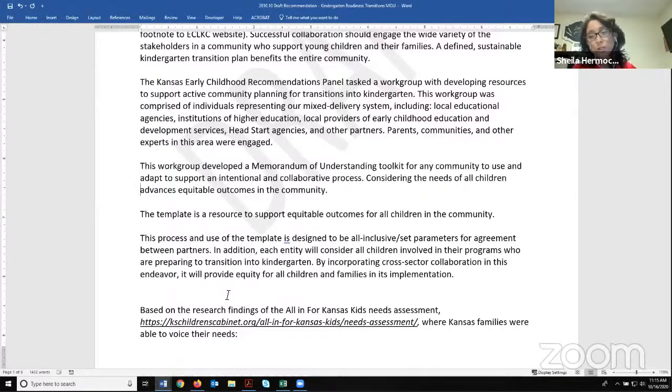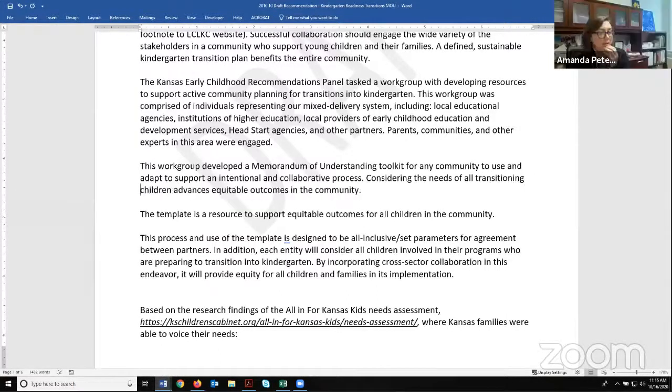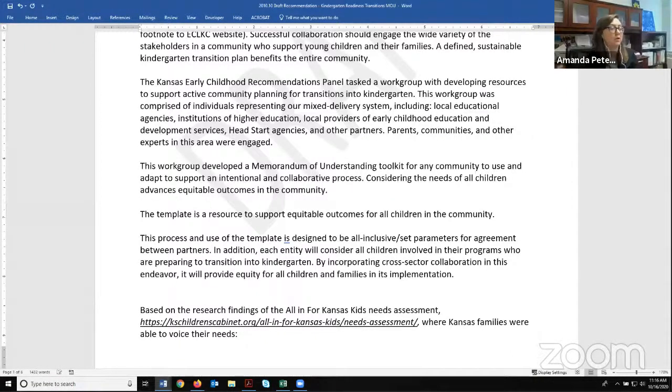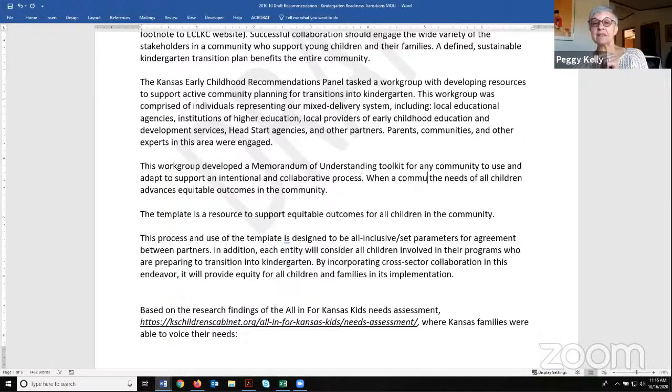How about transitioning before children? I think, Peggy, what you're saying is it's the ings. The considering who's, it's just sort of like considering the needs. It doesn't tie it to anything. We're trying to say that when a community considers the needs of all children, maybe equity is, I don't know, assured, addressed when a community considers the needs. Maybe put equity in the front of that instead of the back of it. Does that help anchor the sentence?